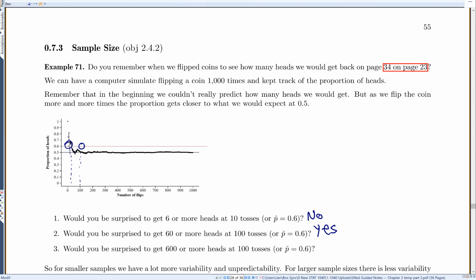But what about at, oh, this is supposed to say 1,000 tosses. Okay, so by the time I come out here to 1,000, would you be surprised to get a sample proportion of 0.6 or more? Well, yes, by the time we got to 1,000, we were exactly on that 0.5 line. I would be so surprised if someone told me they got 0.6. So very, very surprised.